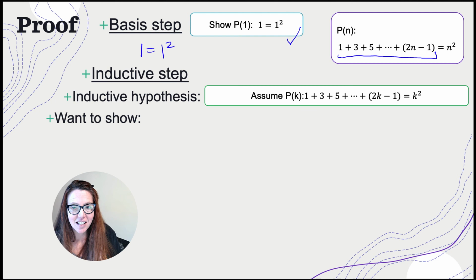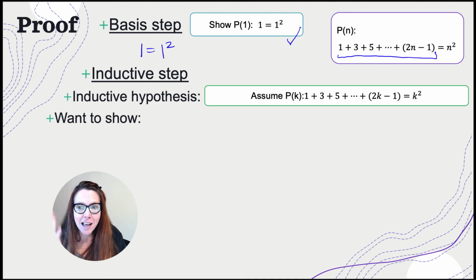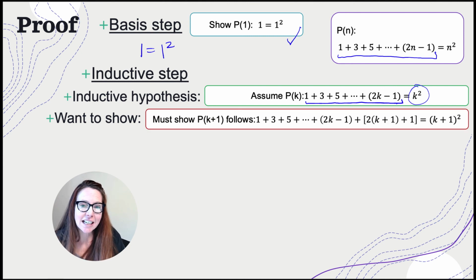Okay. So the inductive hypothesis is to then assume that this is true for n equals k, when k is greater than or equal to 1. So we're going to assume that 1 plus 3 all the way up to that kth odd number, 2k minus 1, is equal to k squared. Great. What we need to show is that P(k+1) follows. So if I add on that next term, then this sum becomes (k+1) squared.